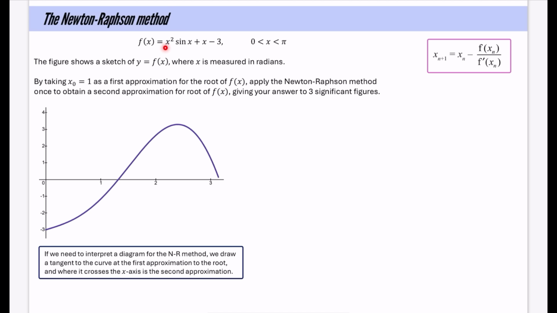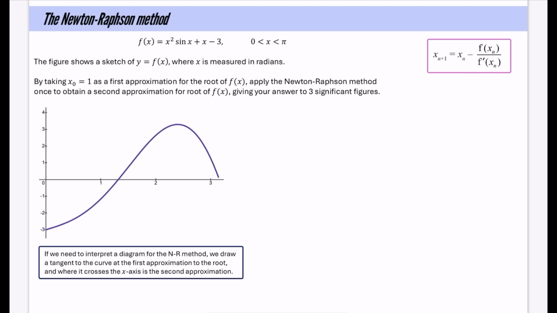So f of x is equal to x squared sine x plus x minus 3, and x is between 0 and pi. The figure shows a sketch of y equals f of x, where x is measured in radians. By taking x0 as 1 as a first approximation for the root of f of x, apply the Newton-Raphson method once to obtain a second approximation for the root of f of x, giving your answer to 3 significant figures. So all we need to do is use this formula.